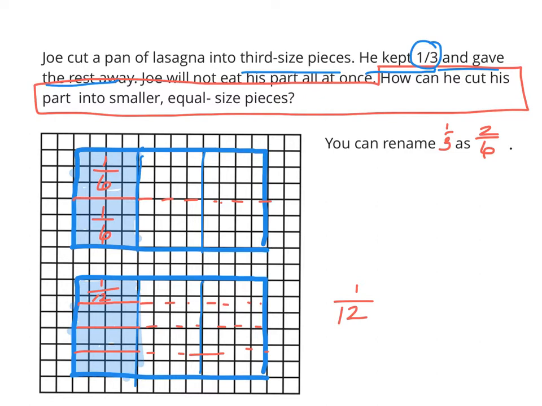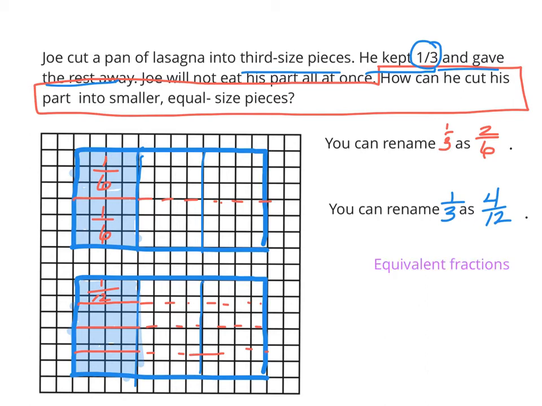So what fraction of the pan is 4 pieces? Well, that would be 1/12, 2/12, 3/12, and 4/12. Therefore, we can rename this 1/3 as 4/12. Fractions that name the same amounts are equivalent fractions. So, in other words, we have learned that 1/3 is equivalent to 2/6 and is also equivalent to 4/12.